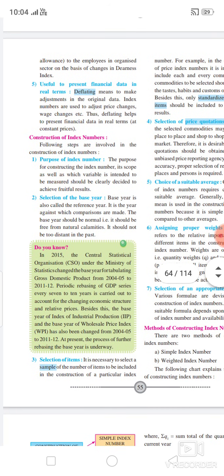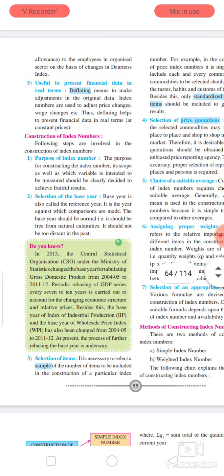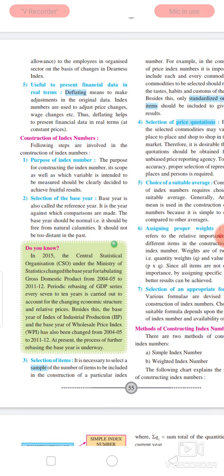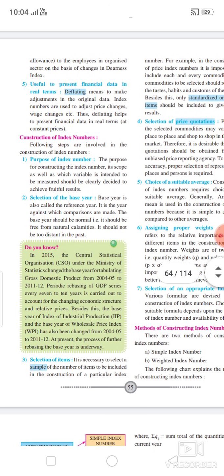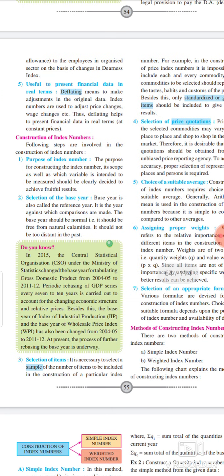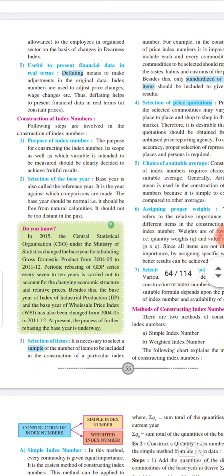Today we are going to start the explanation about the construction of index number. The construction of index number is explained here. There are 7 points of the construction of index number.